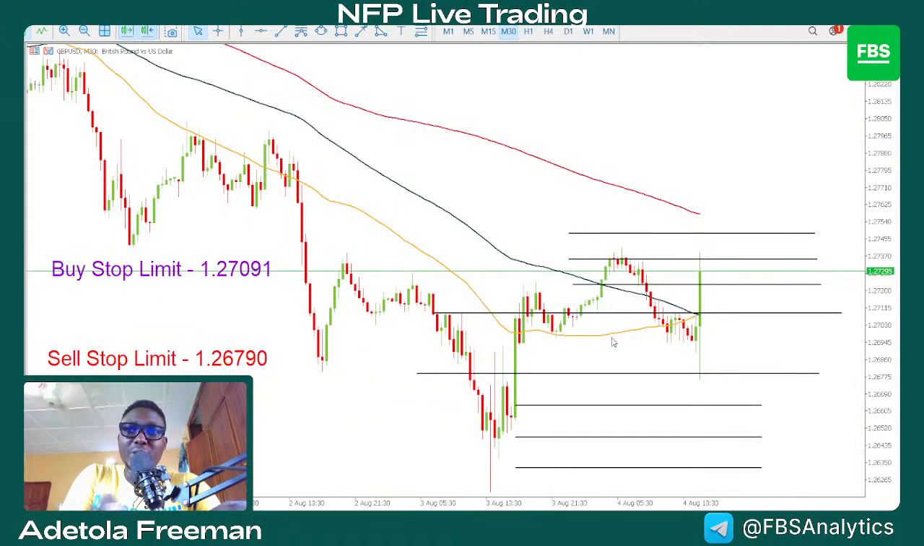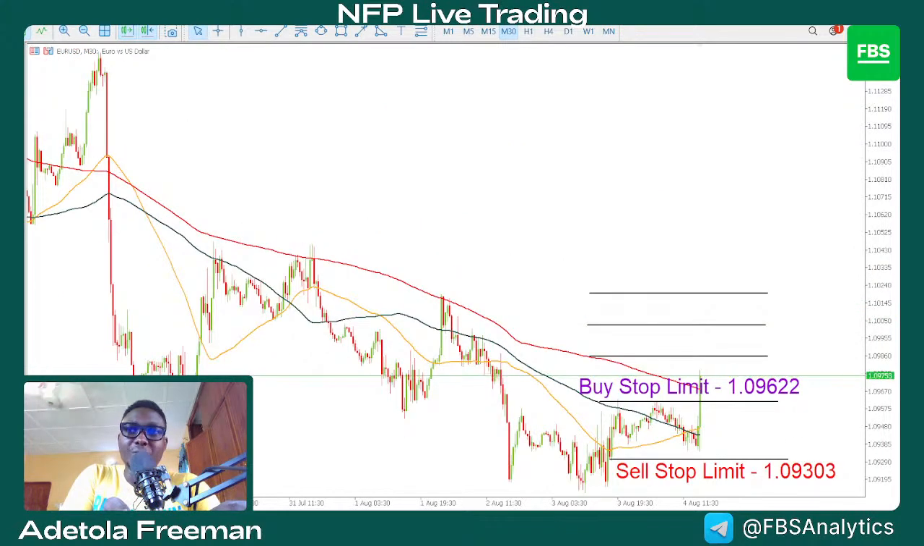So this is GU. It's past our first TP, our second TP already. We're aiming for the third take profit. And this is EU. It's approaching our first take profit already.